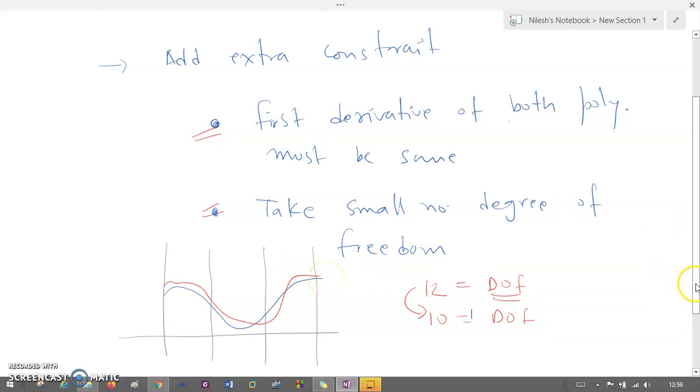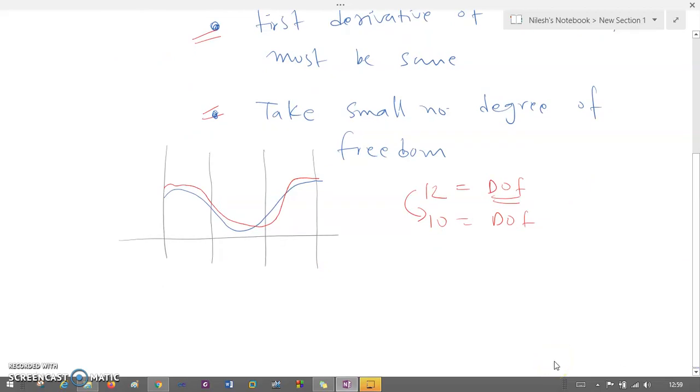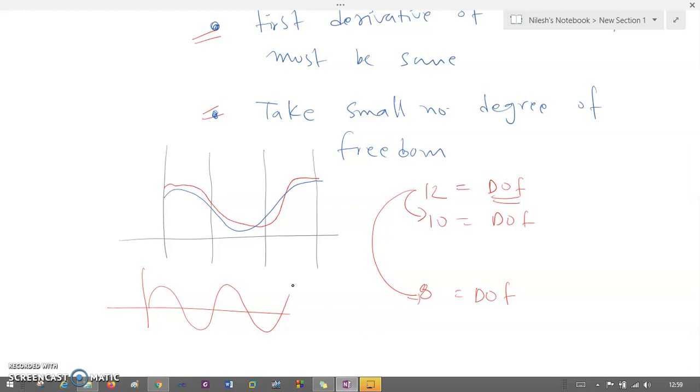And now what does that mean? I can put an extra constraint now. And what is going to be the constraint? I'm reducing more degrees of freedom. So let's say if I use only 8 degrees of freedom instead of 12, then you can say that my graph is going to be more smoothened. Okay, a more smoothened polynomial I can get. So by taking smaller degrees of freedom, your piecewise polynomial is going to get more and more smoothened.